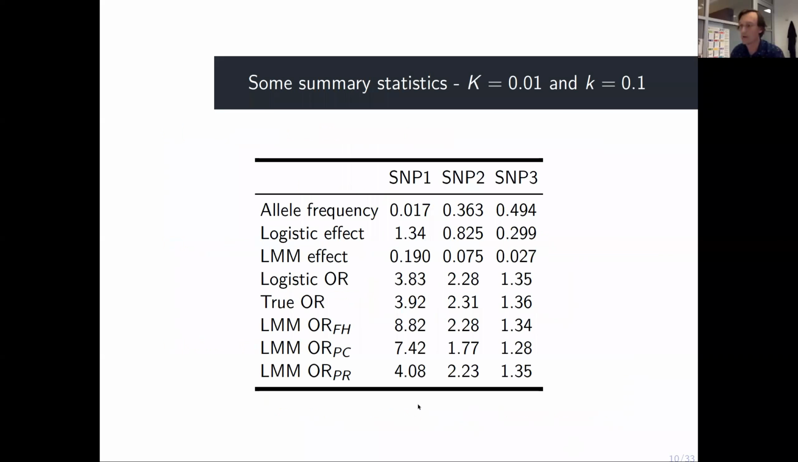let's have a look at how well their methods work. So if we have the true odds ratio on this line here, we can see that the work of Fisher and Pirinen works quite well at mapping it back to the odds ratio from the linear model.